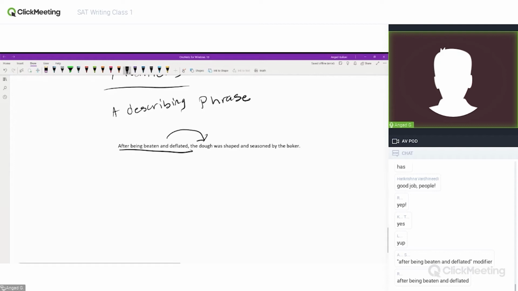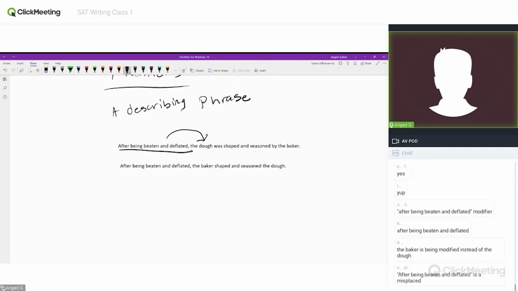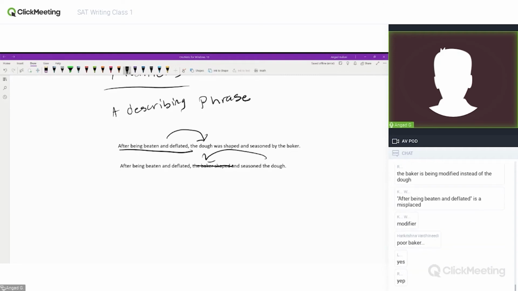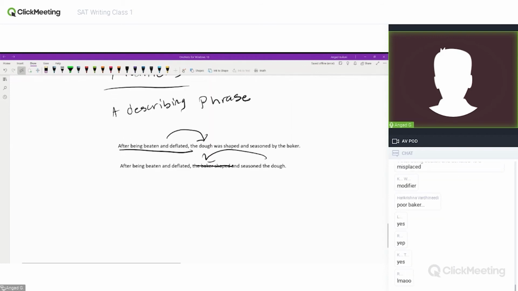And a big thing on the SAT is incorrectly used modifiers. Let's say, for example, you guys see what's funny about this sentence? It's saying after being beaten and deflated, the baker shaped. It's kind of saying like where the baker was being beaten and deflated, right? That just doesn't make sense. So this is an incorrectly used modifier because we have the baker shaped here. We want the dough to be here, so it is modifying the dough. Do you guys get that? Poor baker, yep. So that's the main issue with modifiers on the SAT. You need to know where they're being placed.